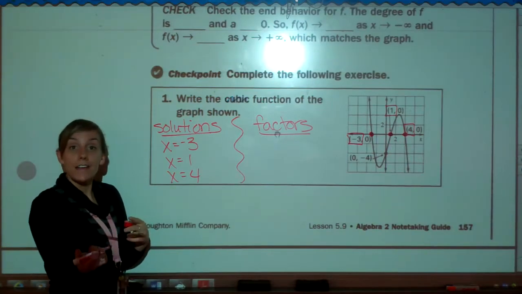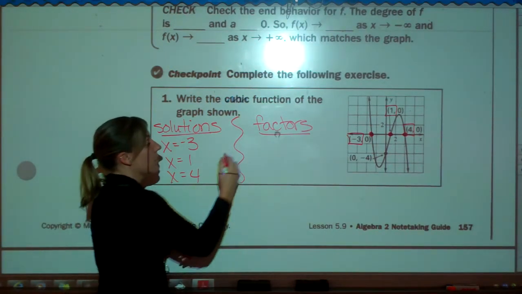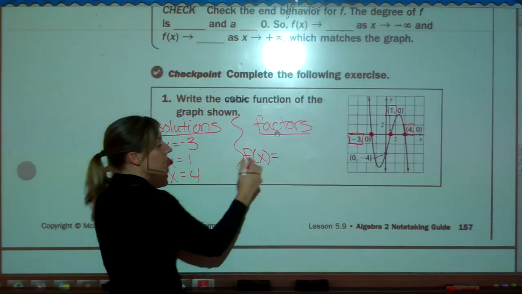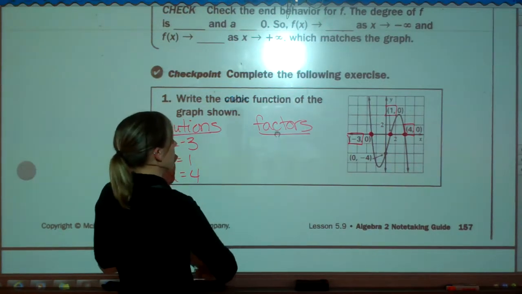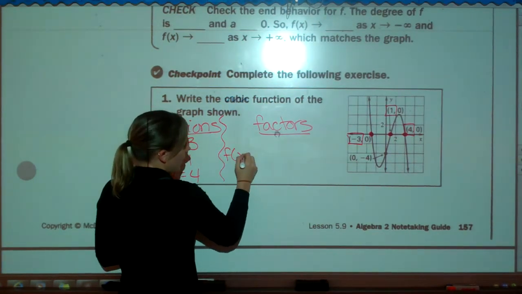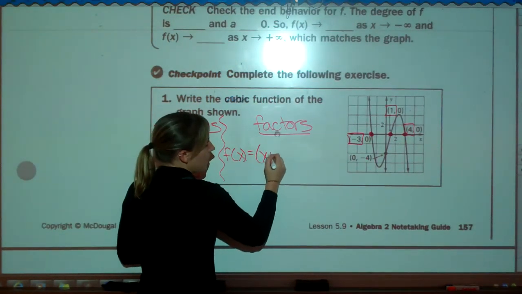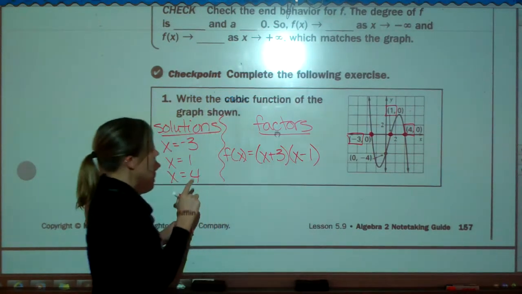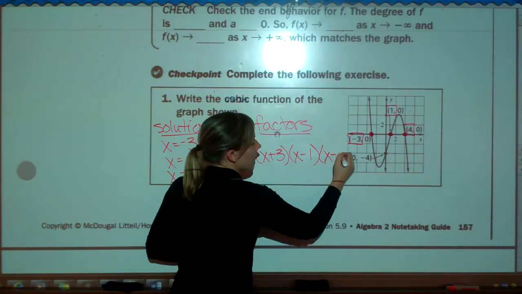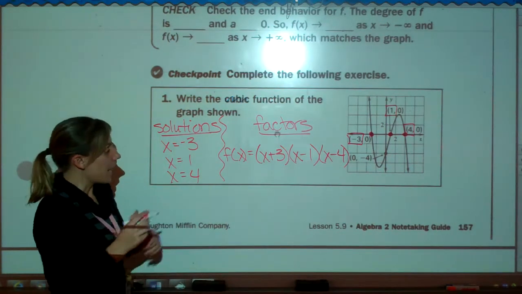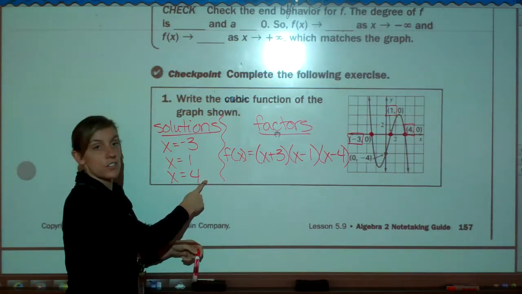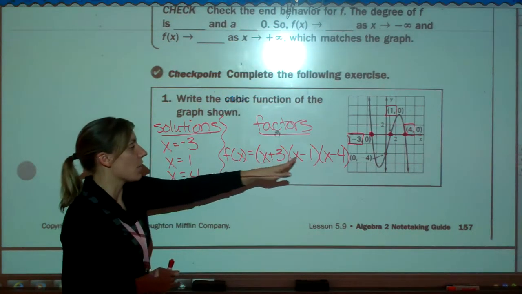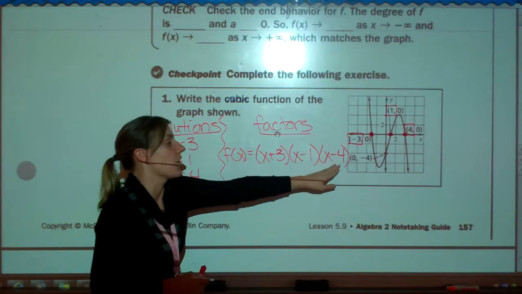Okay? So then the factors are the opposites of those. So we could say f of x, because that's the function. So the opposite of negative 3 is, I'm going to move this over just a little bit, f of x. The opposite of negative 3 is plus 3. The opposite of positive 1 is minus 1. And the opposite of positive 4 is minus 4. Okay, so these three solutions are just the opposite of those factors. Because if I said this equals 0, you would get that when you solve. If I said that equals 0, you would get that when you solve, and so forth.